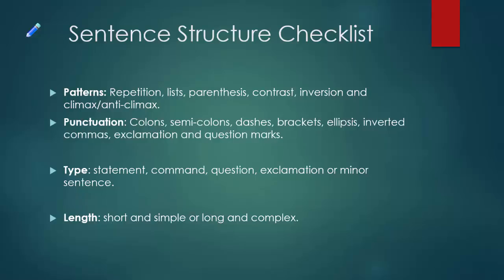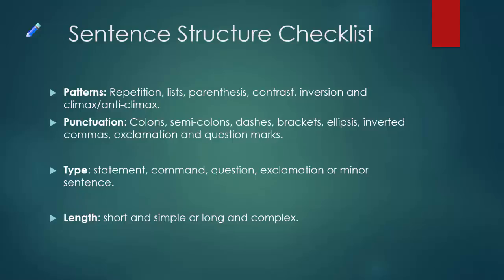When answering on sentence structure, we are looking out for different patterns used by writers, such as repetition, using lists, including extra information via parentheses, creating contrasts, having unusual word orders, so inverted sentences, and creating climaxes or anticlimaxes. We're also focused on the writer's use of punctuation and looking out for anything unusual, such as colons, or semicolons, dashes and brackets, ellipses, inverted commas, or exclamation and question marks.